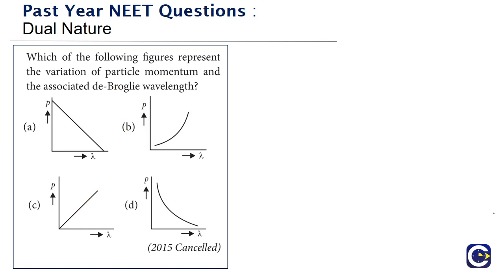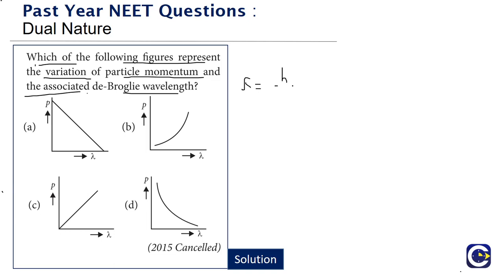Now this is another question, 2015 cancel paper. This is a straightforward relationship based question. Which of the following figures represent the variation of particle momentum associated with the de Broglie wavelength? So particle momentum with the de Broglie wavelength. What is the formula we have? De Broglie wavelength, lambda is equal to, we have different expressions for it, but the one that we can use is lambda is equal to h by p.